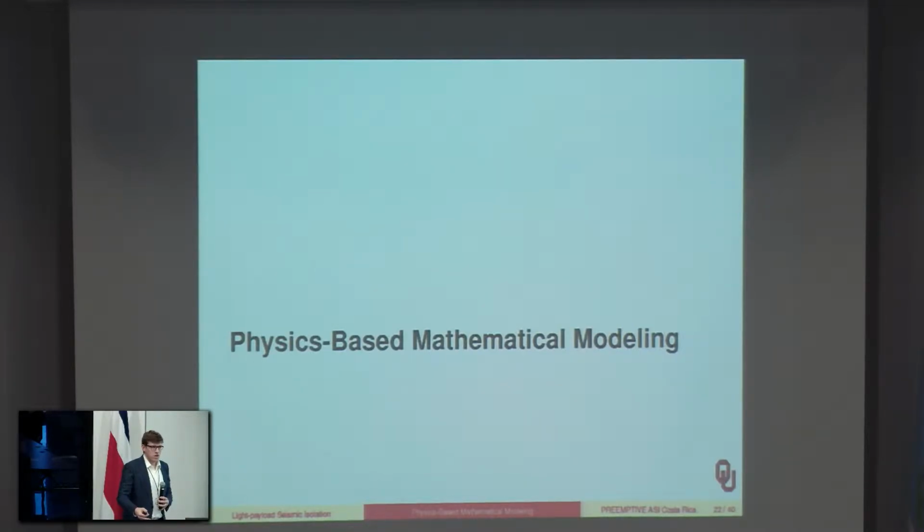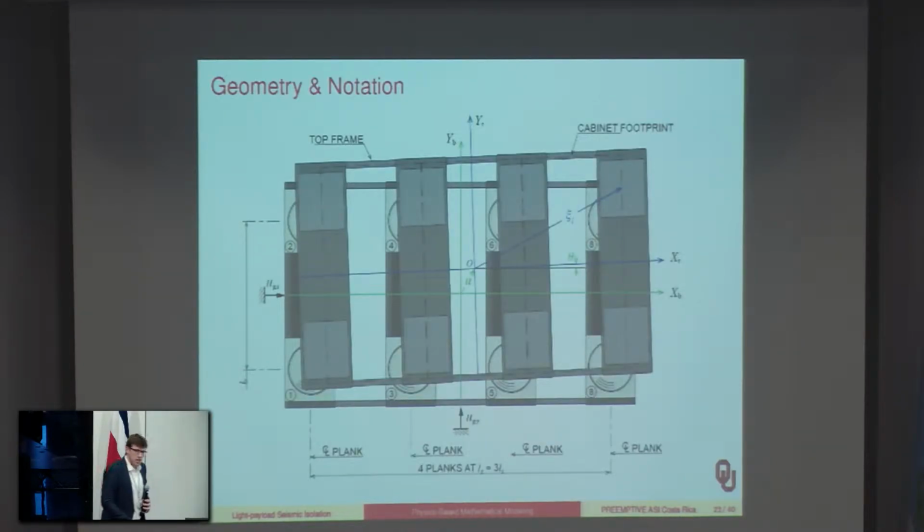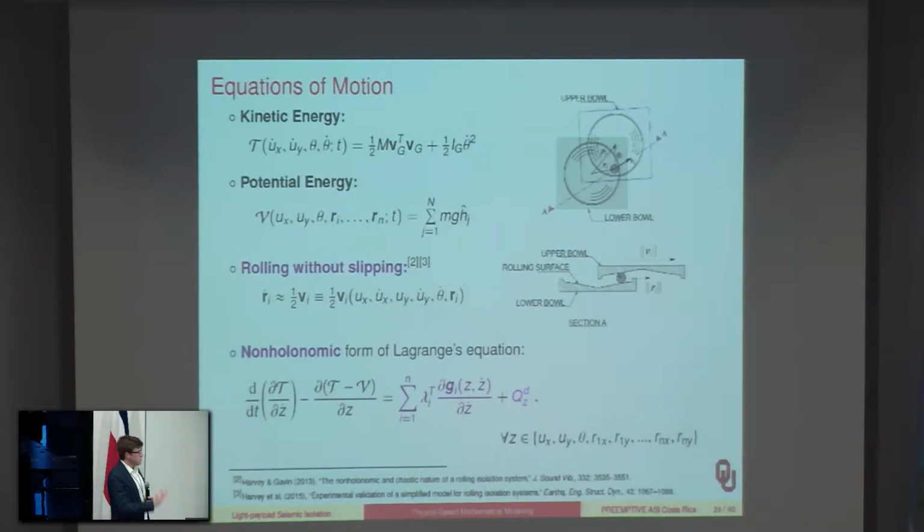Another part of this work was, again, these systems are highly chaotic. We need to have a model to predict these responses. So we've done a lot of work on modeling them. So here's just a setup where we have multiple cabinets potentially. This is my equation slide. I think there's another one after this.